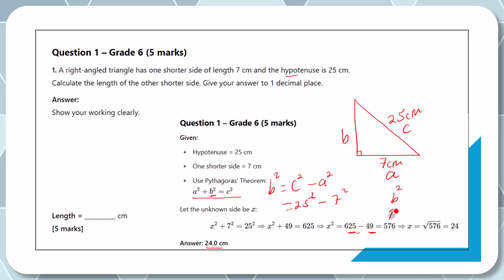But I want B. So what do I need to do now? I will need to square root this 576. Because this is squared, you have to do the opposite, square root it, and that will give you 24.0 centimeters. The question says to 1 decimal place. So if your answer is 24 and they want 1 decimal place, you have to put a 0 there at the end to make it 1 decimal place.